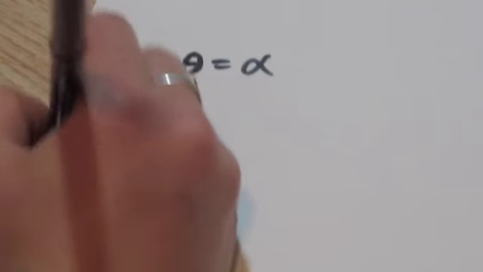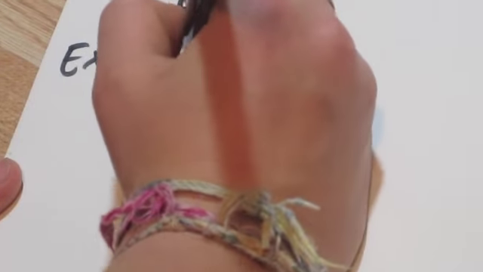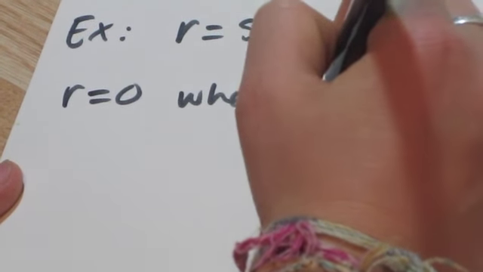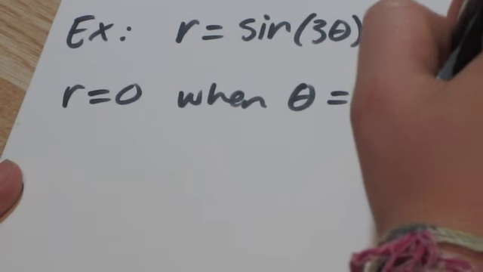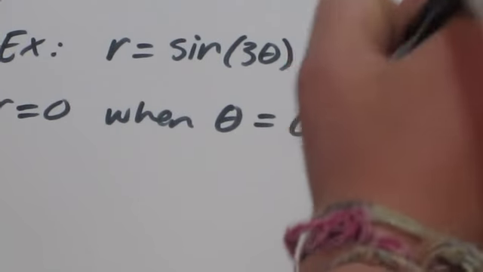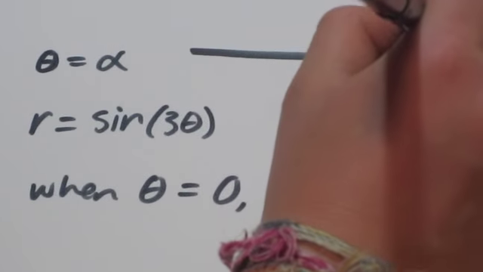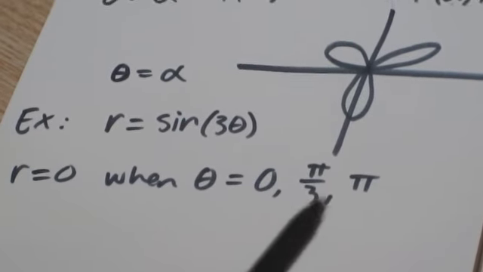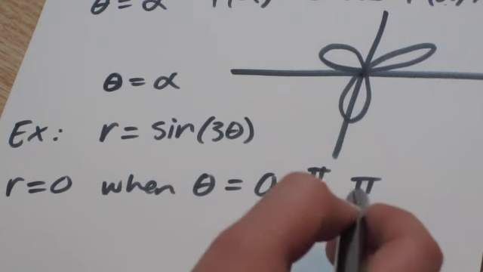So here's an example. r equals sine 3 theta. So r equals 0 when theta equals 0, pi over 3, and pi. Here's the graph. We'll draw a big graph of it. Okay, that's the graph. r equals sine 3 theta. So r equals 0, or is at the pole, when theta is 0, pi over 3, or pi.